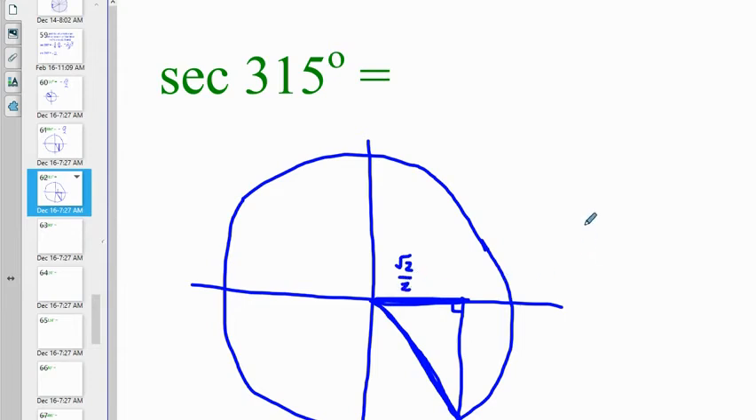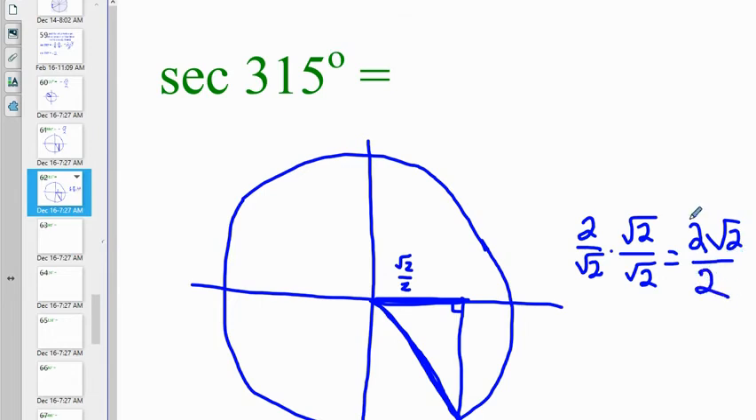My secant value will be the reciprocal, so I'll flip that upside down, 2 over the square root of 2, and then rationalize the denominator to get my simplified answer, which will be 2 times the square root of 2 divided by 2. And of course, 2 divided by 2 will cancel out. Excuse my sloppiness here. But 2 over root 2 cancels out, and my answer is just positive square root of 2.